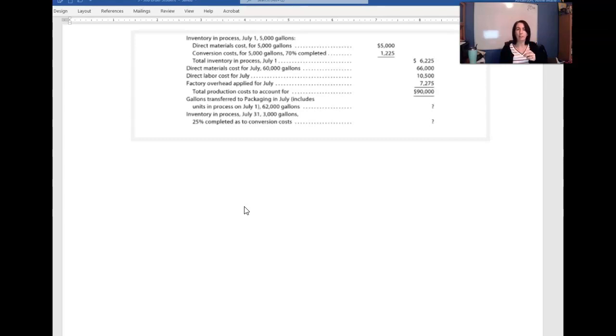in July, and they tell you that you completed 62,000 gallons, which went to the next process. And currently in the process, there's 3,000 gallons of ice cream. So at the end of the month, there's still 3,000 gallons that are being worked on, and they're 25% complete at the end of the month. All right, so they're giving us a lot of information here.